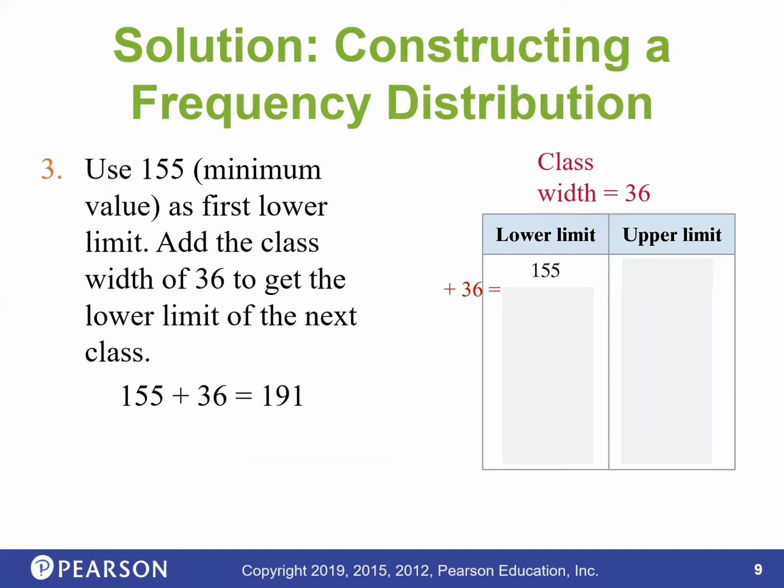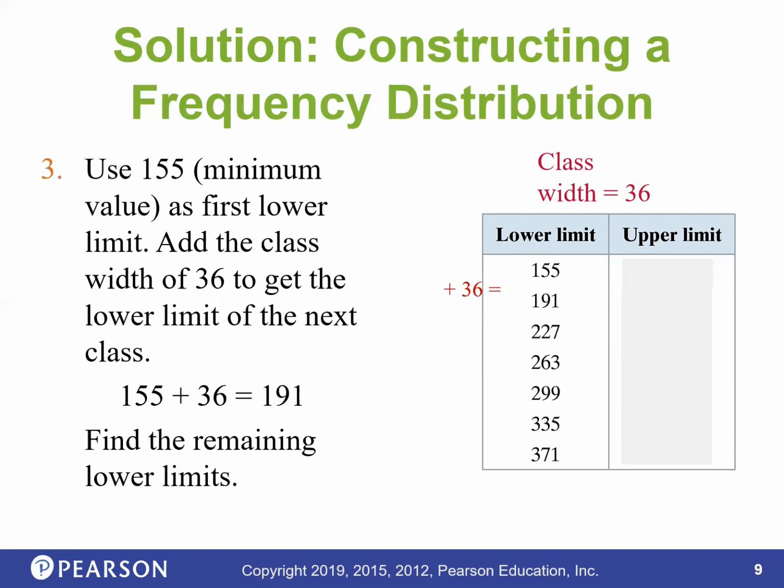That's right. You want to get out your calculators. 191. Whoa, that's cool. 191. Anybody? 191 plus 36. What's the next one? It's 191 plus 36. Try to get out some calculators. 227. Okay, try it. 227. Then adding 36 to that one gives you 263. Adding that one gives you 299. Adding 36 gives you 335, and adding that one gives you 371. Okay, those are all lower limits. We've built them up. We are done. We are good.